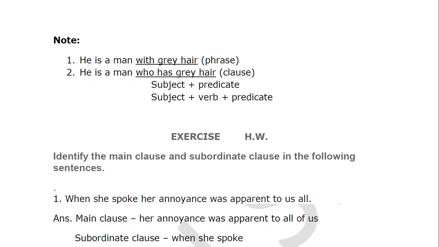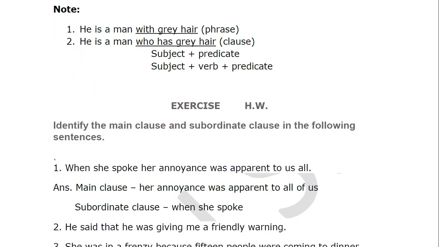Now, with one example, I'll show you the difference between a phrase and a clause. He is a man with grey hair. So, with grey hair is a phrase. There is no verb, there is no subject in this. Now, see the second sentence. Same sentence, you can make it into a clause. How? He is a man who has grey hair.